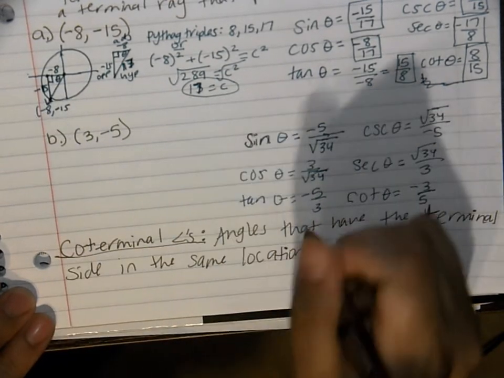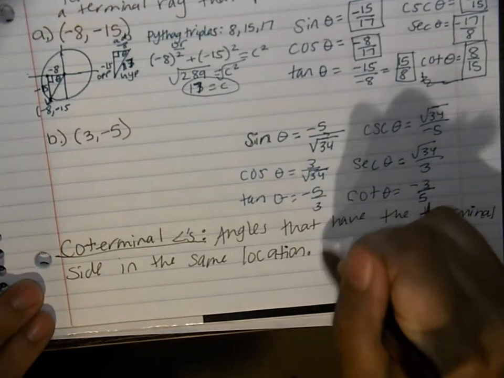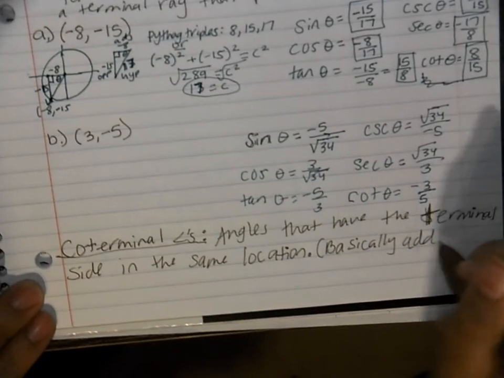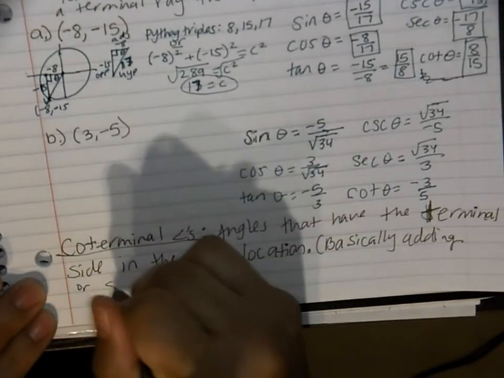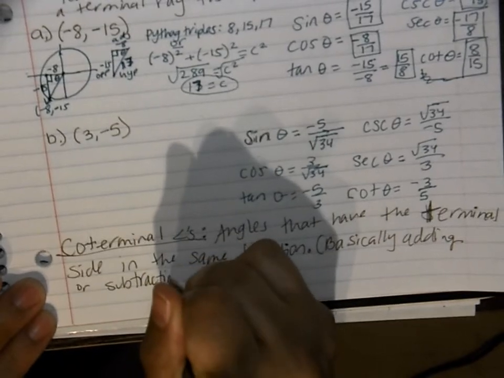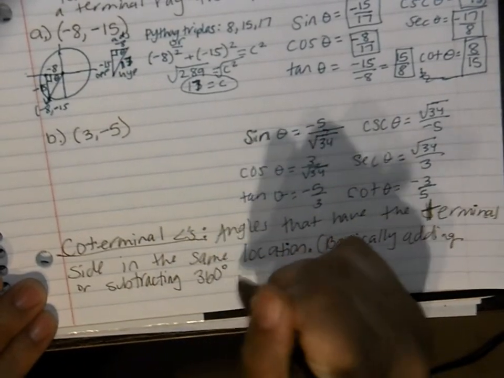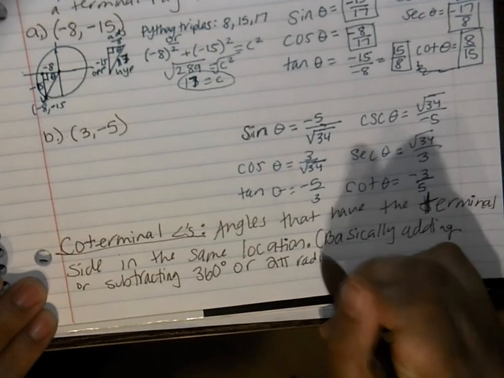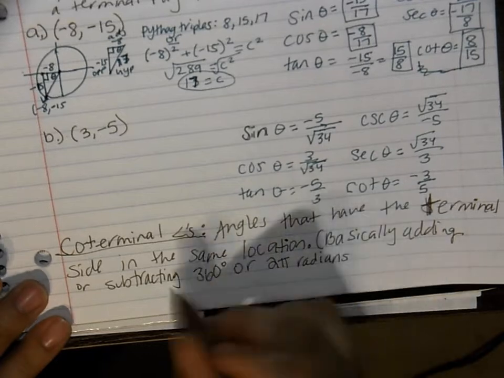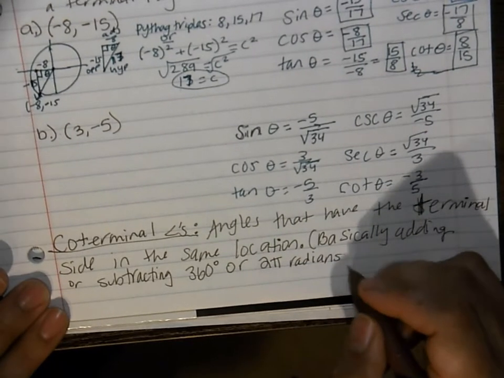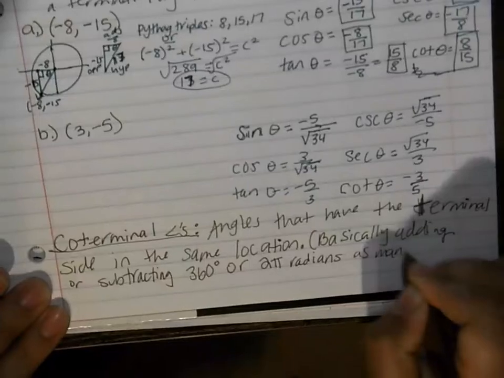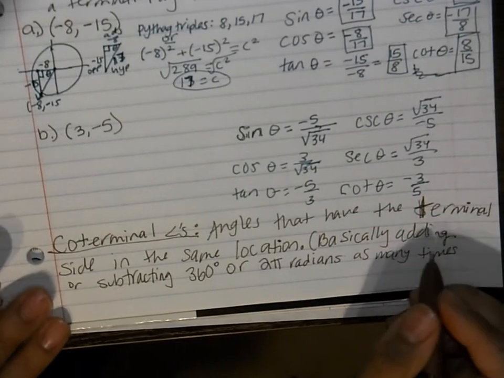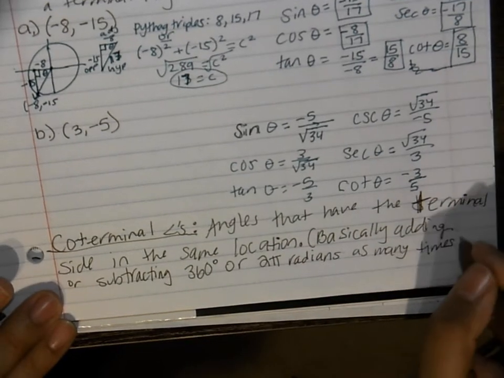So that's the idea here: it's basically adding or subtracting 360 degrees. Now, what if it was in radians? Then we would write 2 pi radians, because that's how many radians go around one circle. So we are going to do that as many times as we want to or need to. I'll show you an example where sometimes we need to do it a bunch of times. But every time you do that, it is then called a coterminal angle.